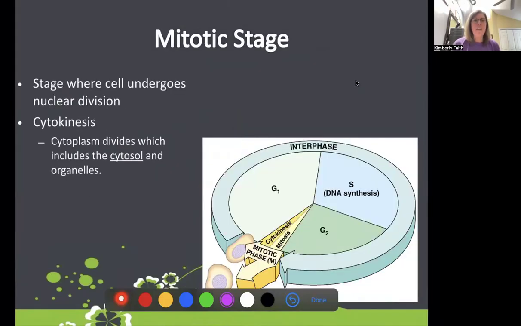Now, the mitotic phase, and this is the key, the mitotic phase is nuclear division. This is where we divide the contents of the nucleus, hence the DNA. Then we have cytokinesis, and cytokinesis is where we're splitting the cytoplasm. Remember, in the cytoplasm you have the liquid cytosol and all of the organelles. Wow, that would be sad to have a heart inside of a cell. So, our organelles.